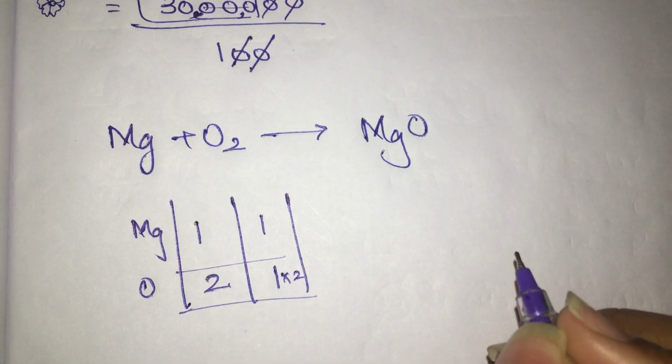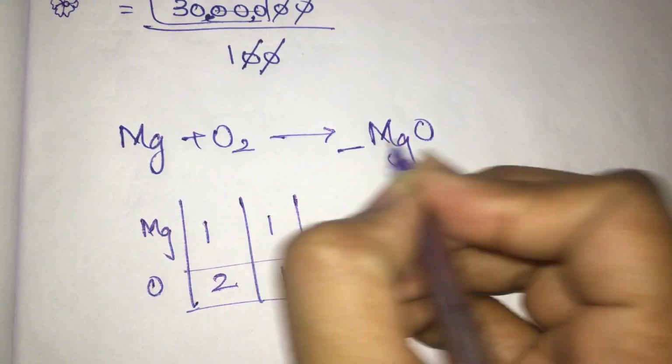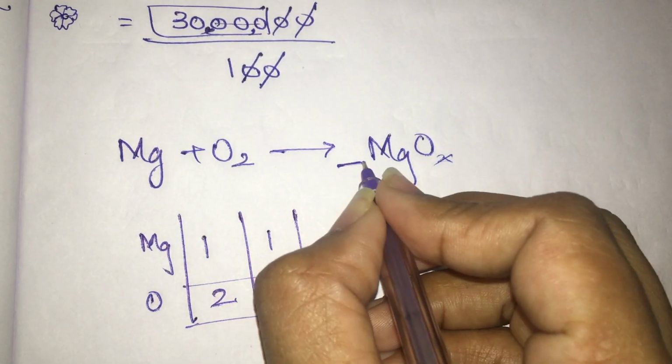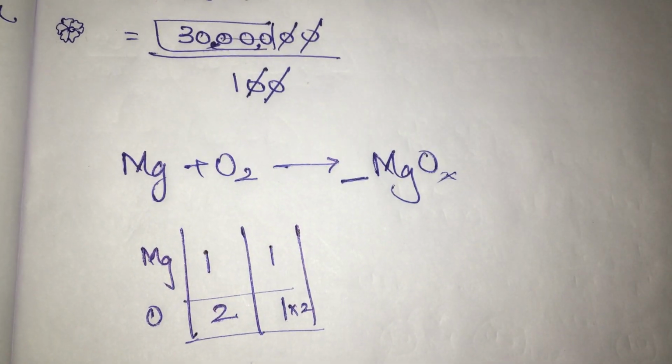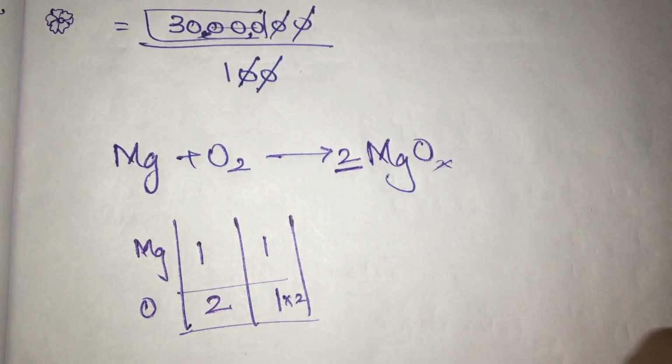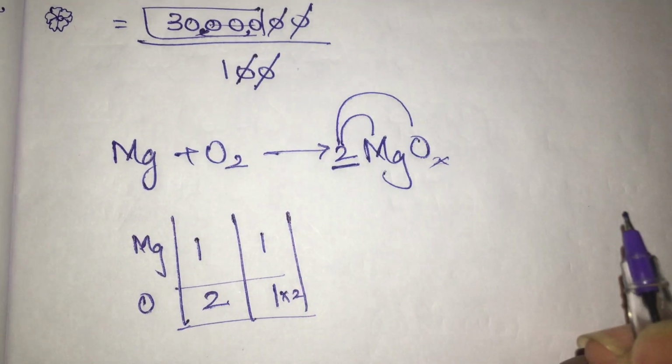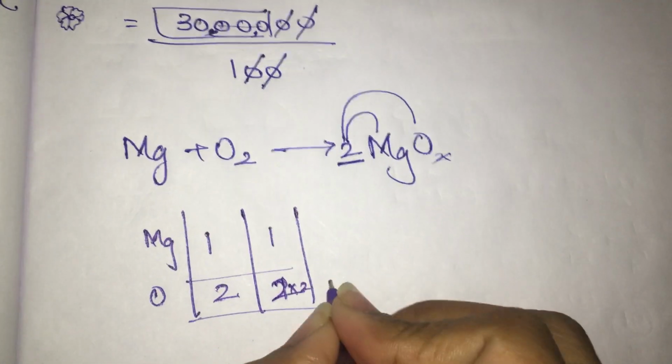For balancing the oxygen, I need to multiply it by 2. But where can I put the 2? I have to put the 2 here only. I cannot put a small 2 here, that will be wrong. So I have to put the 2 here itself. As soon as I put the 2, this 2 also applies for Mg as well as for O. My oxygen is balanced now very well.